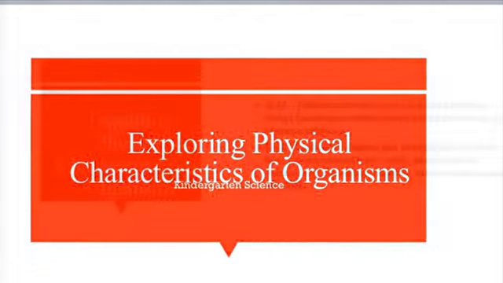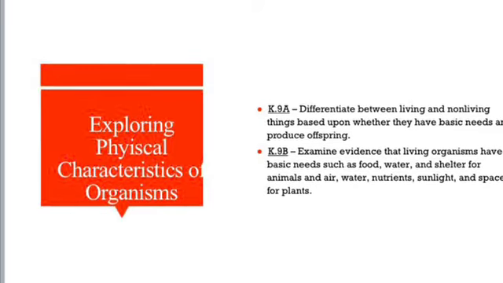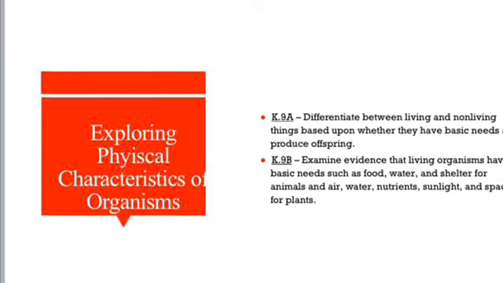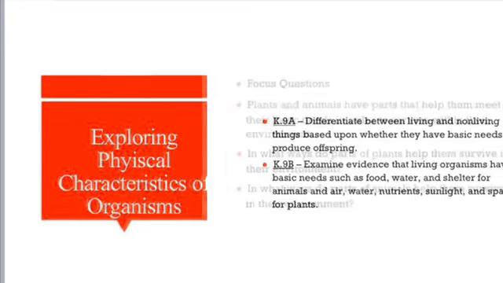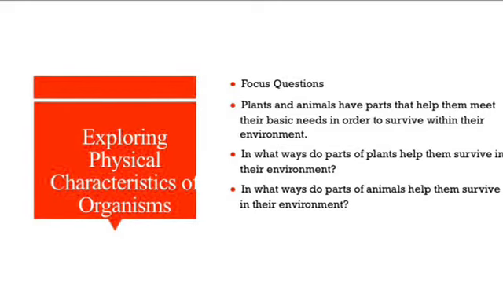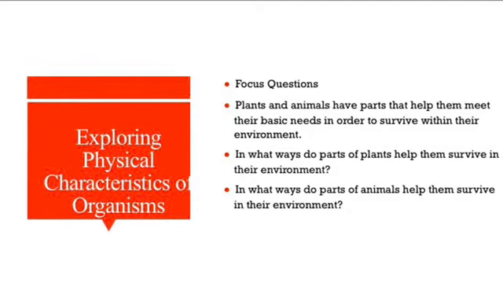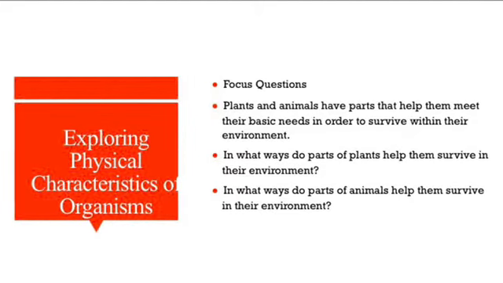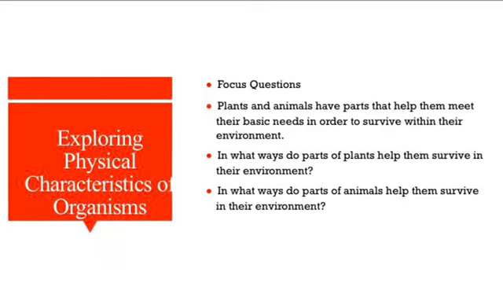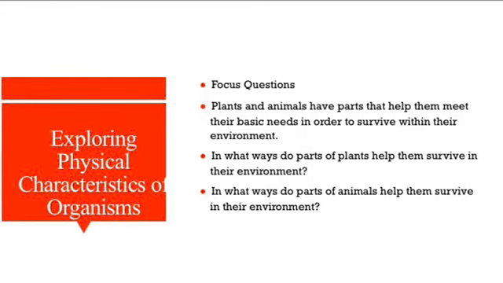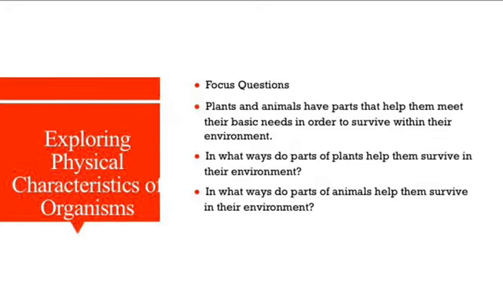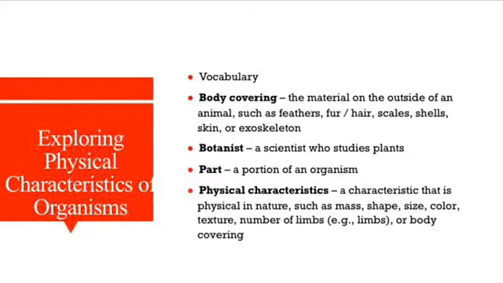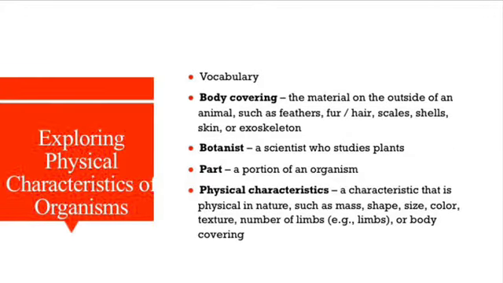Next slide. Our science lessons come from TEKS K.9a and TEKS K.9b, exploring physical characteristics of organisms. Next slide. Our focus questions. Mainly it states, in what ways do parts of plants help them survive in their environment? And then also, in what ways do parts of animals help them survive in their environment? Next slide. We have vocabulary, and in our vocabulary it says, what is body covering?